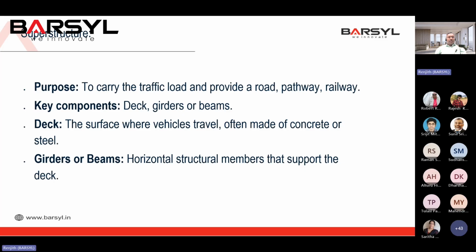And superstructure, the main purpose of superstructure is to carry the traffic load and to provide a road pathway or railway. Key components: deck, girders or beams. Deck is the structure where vehicles travel, often made of concrete or steel. Girders or beams are horizontal structural members that support the deck. This is called superstructure. Everyone sees the superstructure basically when traveling over a bridge.